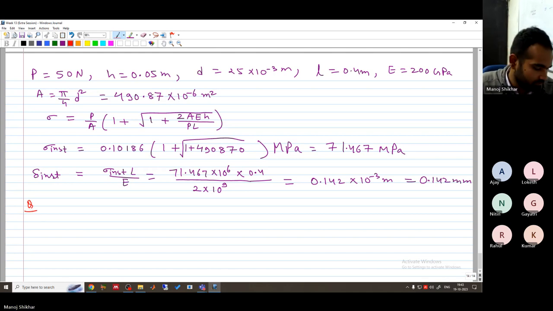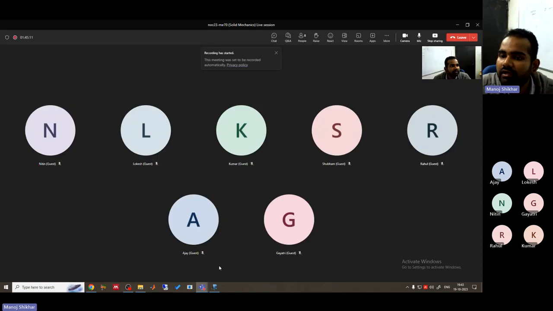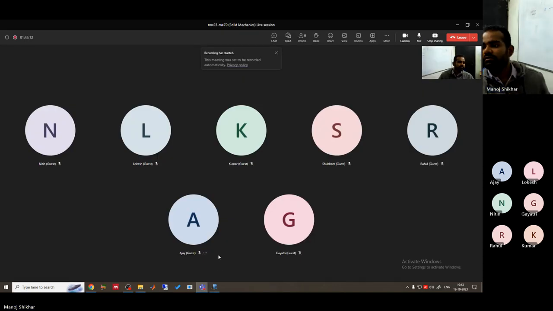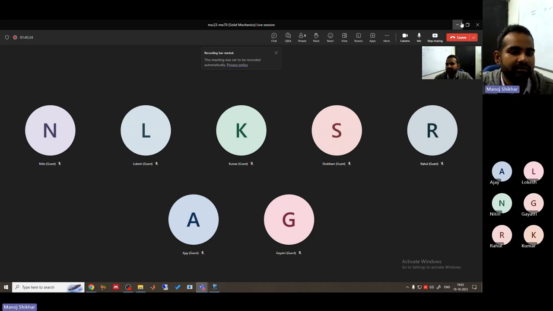Question is, a stepped shaft. Any one of you have any doubt till now? If you have any doubt, you can ask. You can write in the chat. You can unmute yourself and speak. If anyone has any doubt, you can write in the chat or unmute yourself and speak. Okay, it's up to you. If you have any doubt, you can ask me.